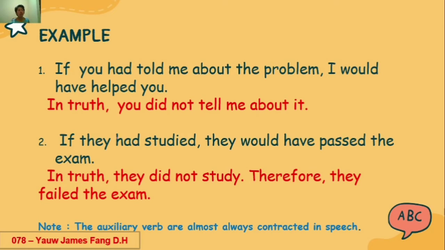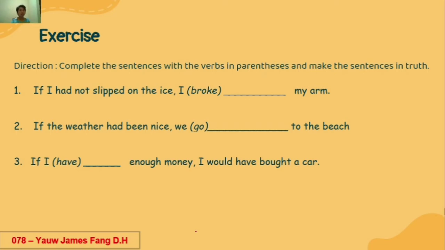Okay, let's go to number 2. If they had studied, they would have passed the exam. Okay, and in the truth, the grammar of the sentence is simple past. So, the contrary of this sentence is they didn't study, therefore they failed the exam. Note for you, the auxiliary verbs are almost always contrary in the truth. Let's go to the exercise.